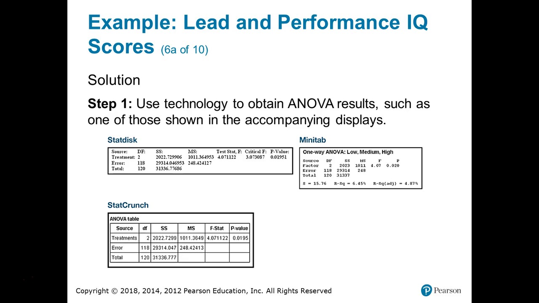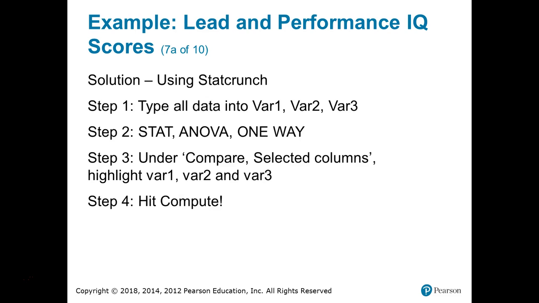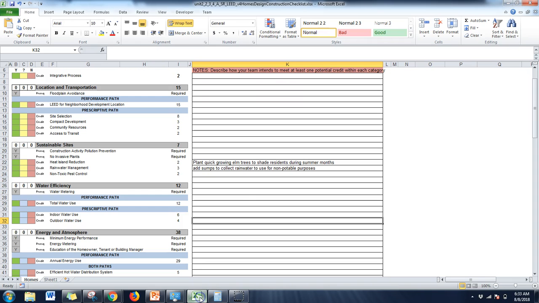So you use technology to obtain the analysis results, and here is what you get from the different tabs. And I will show you how we do this using StatCrunch. So you type in all your data into variable 1, variable 2, and variable 3. Then you select Stat, ANOVA, One Way, and then under Compare, select the columns, highlight all 3 variables, and hit Compute. Let me just quickly show you how to do that.